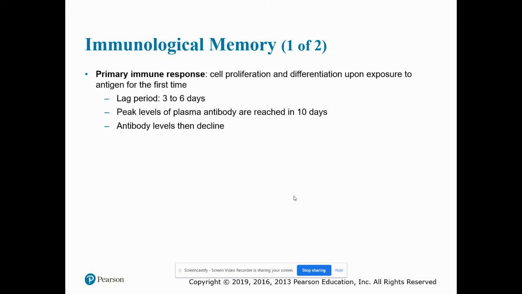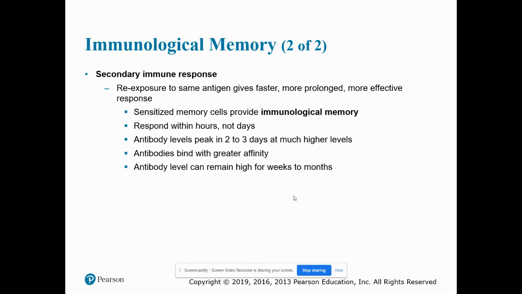Antibody levels then decline. After you are exposed to the same antigen a second and subsequent time, there's going to be a much more effective response. Sensitized memory cells provide immunological memory. They're going to respond within hours, not days. Peak levels of antibodies come in about 2 to 3 days, and at much higher levels. Antibodies bind with greater affinity, and the antibody level can remain high for weeks to months.